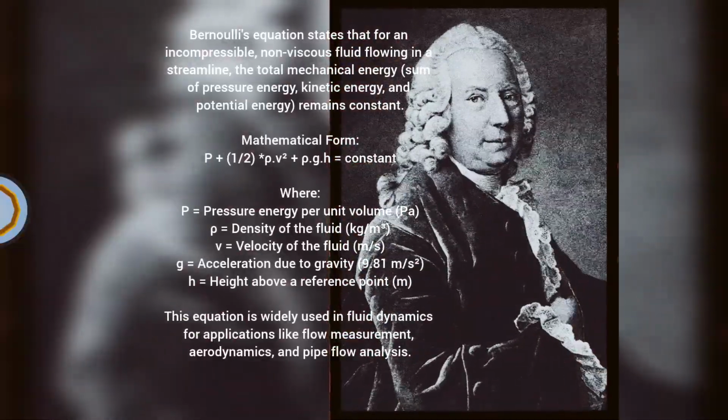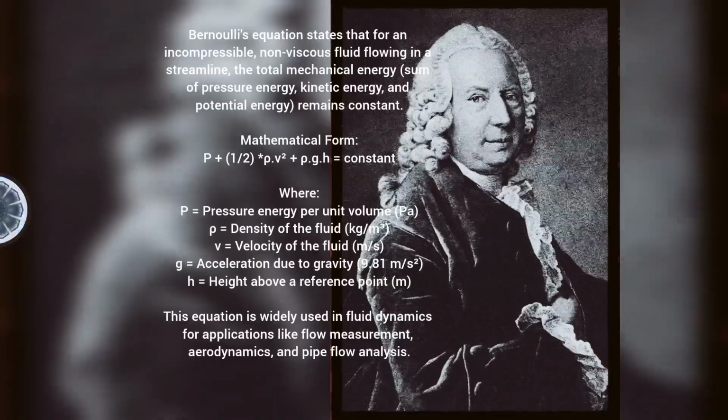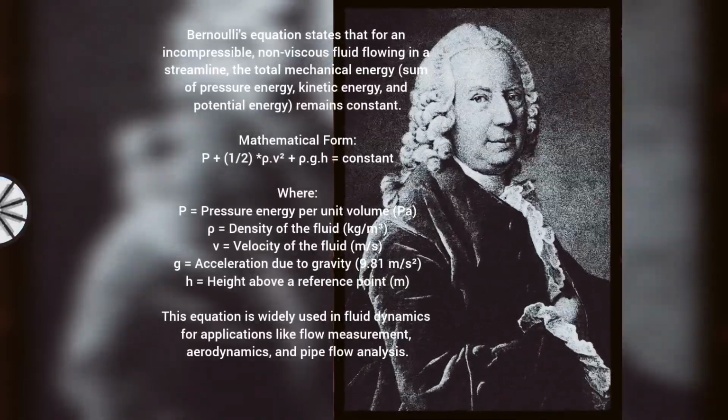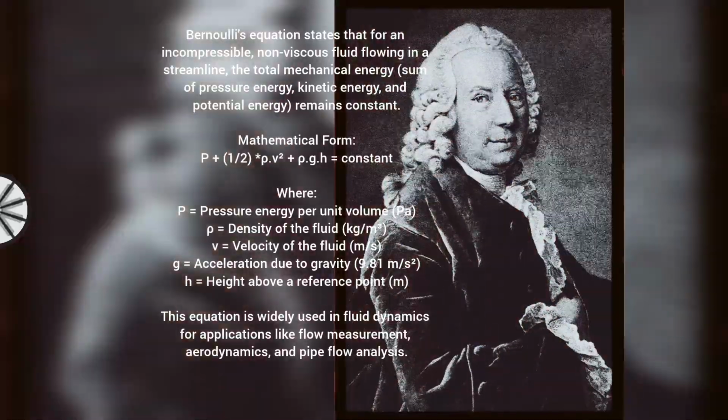Remember that one? Vaguely. So the challenge was to figure out where the fluid's moving fastest and where the pressure's lowest in this pipe. Right. And to do that, they had to combine both of those concepts. So let's see how they did.